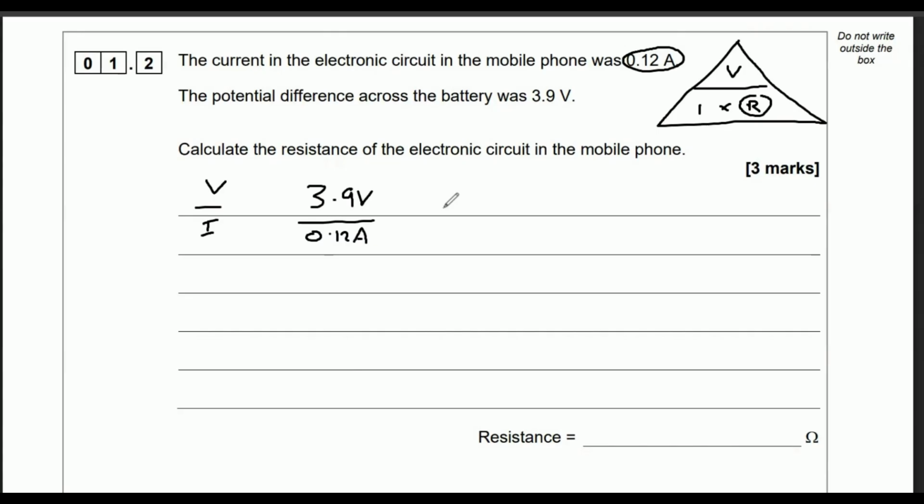Let me grab my calculator. So 3.9 divided by 0.12, we are looking, peoples, at 32.5. And that is ohms of resistance. So 32.5. And that is a lovely 3 marks. So this might only be 2 marks nowadays, but there you go. Bish, bash, bosh. All the marks.